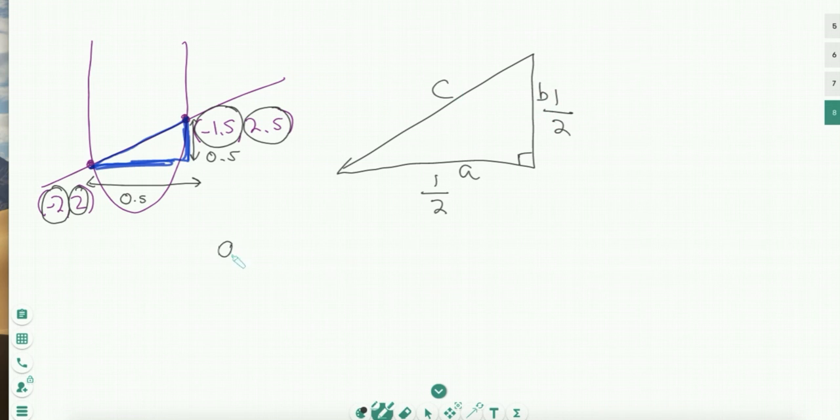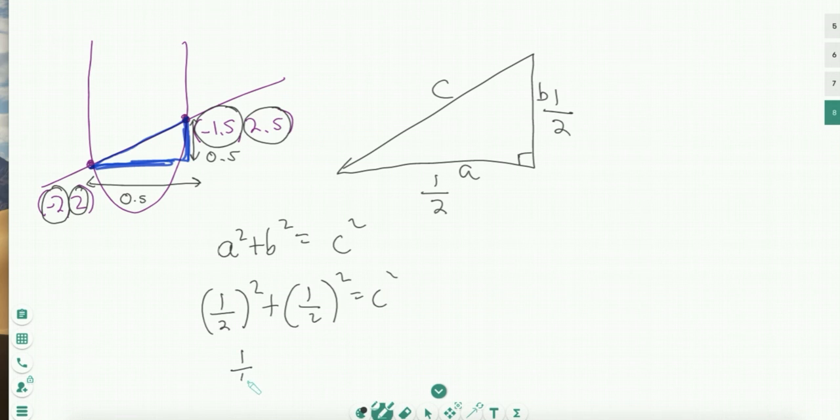So Pythagoras is a squared plus b squared is equal to c squared. So a is half, so half squared, plus b squared, b is also half, is equal to c squared. Half times half is 1/4, so 1/4 plus 1/4 is equal to c squared. A quarter plus a quarter is a half, so 1/2 is equal to c squared.